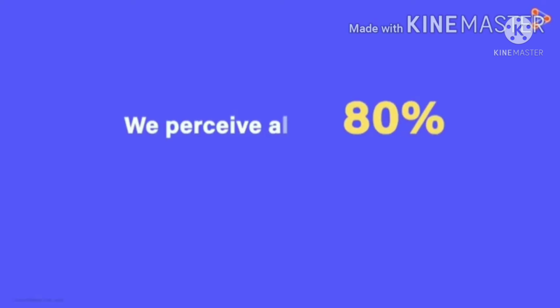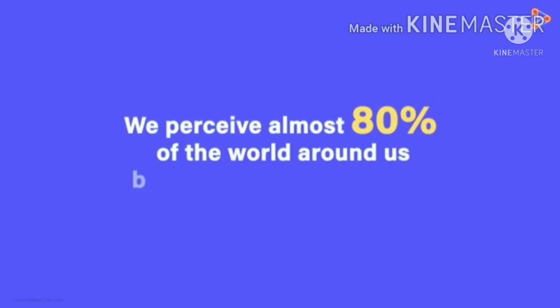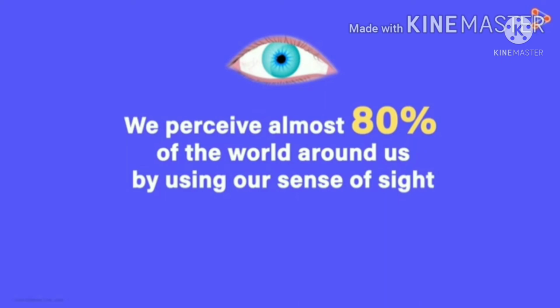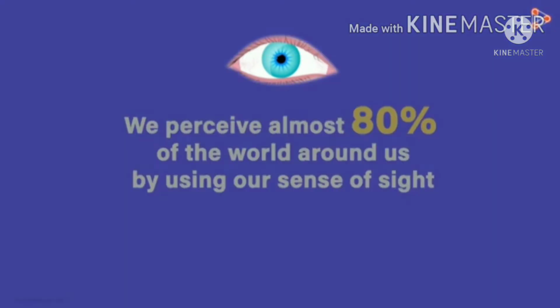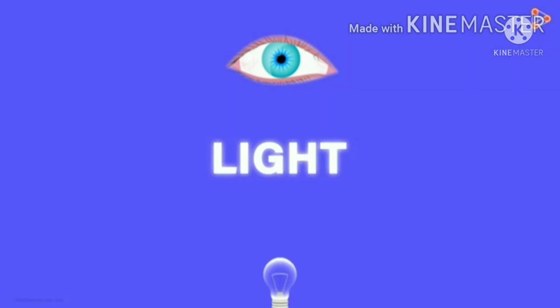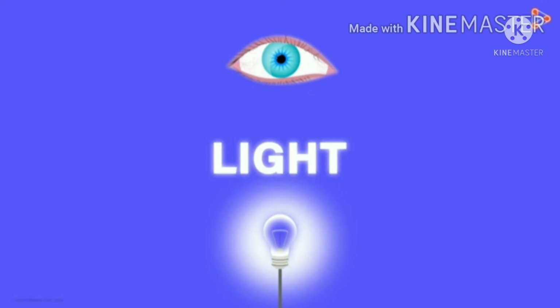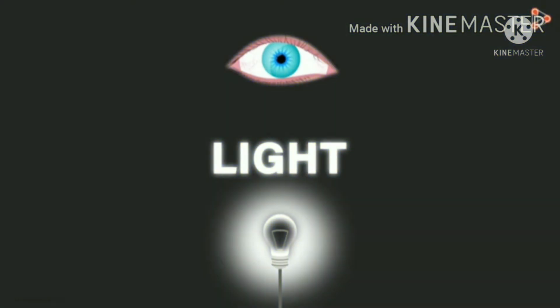We perceive almost 80% of the world around us by using our sense of sight. We see objects around us with our eyes. But then why don't our eyes see these objects in the dark? The answer to this question is light. We are able to see the objects around us because of the light coming from these objects. The light from these objects travels in space and reaches our eyes. When it's dark or during nighttime, as there is no light, we are unable to see these objects clearly.